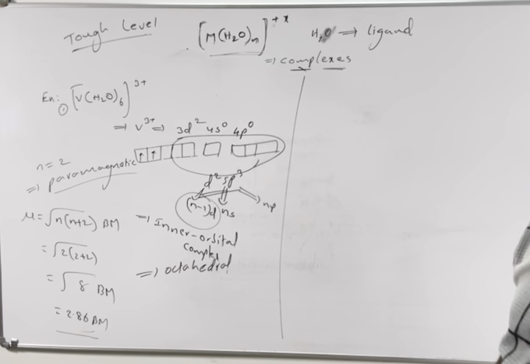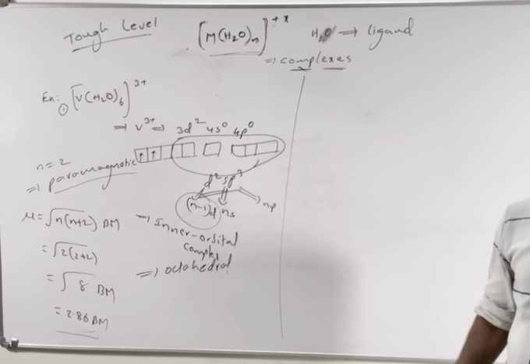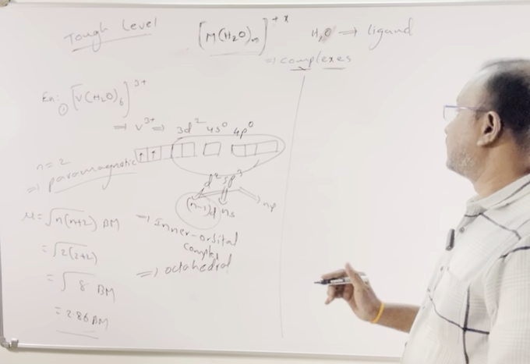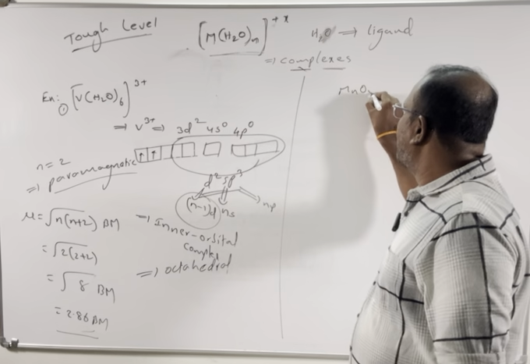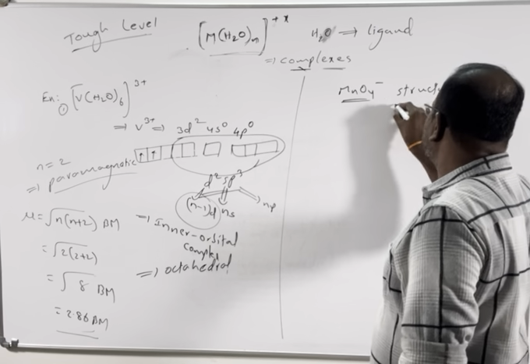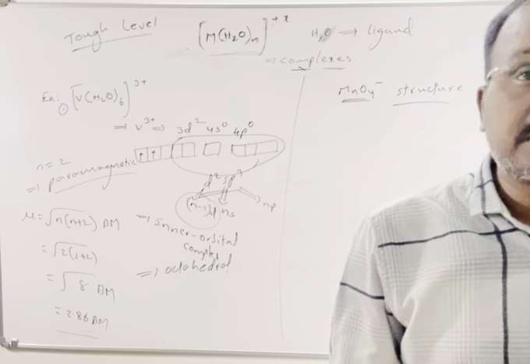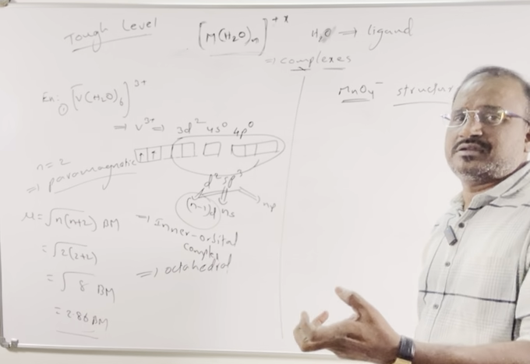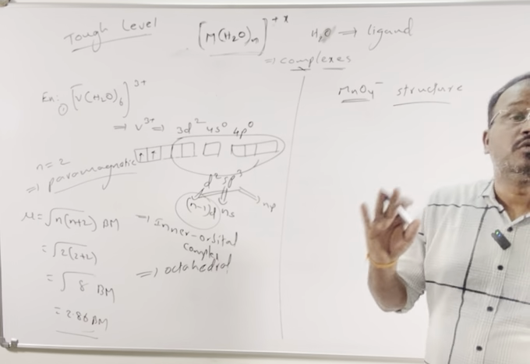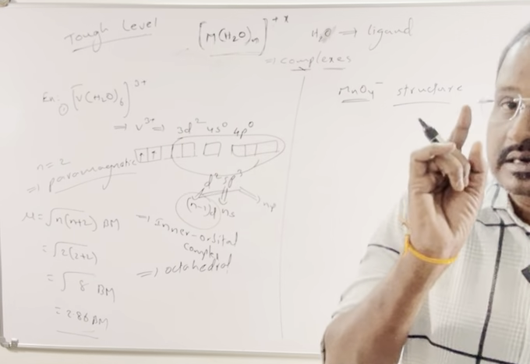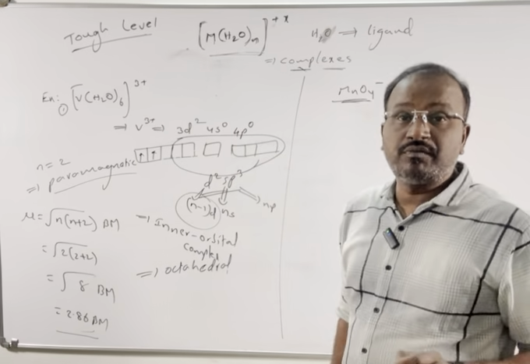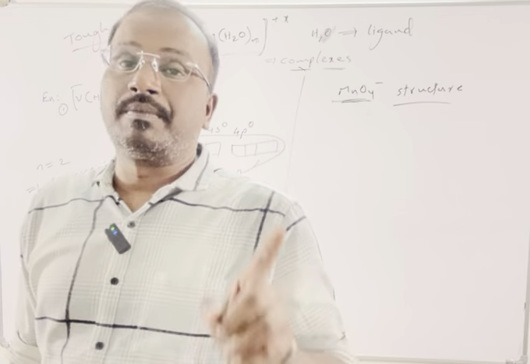Next, we have examples. Vanadium was a previous example, that's why I've used it. And in this case only, let me discuss the MnO4 minus structure. Most of the students get confused in this. Most of the students and most of the lecturers will say its hybridization is sp3, but it's 100% wrong. And most lecturers will say it is a simple compound, but remember, it is not a simple compound, it is a complex compound.